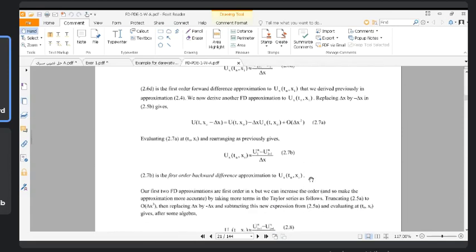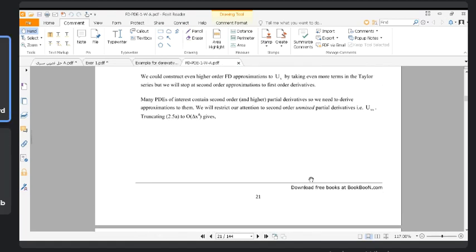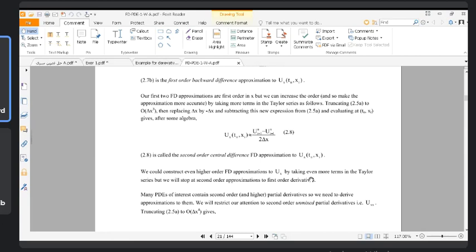It's at page 21. At page 21, you can see U with respect to X at i and n. In this book, they use n and i. No problem. You can use i and j, or n and i. This is optional. This is the formula. In this book, they use T and X, but I use X and T. No problem, they are optional.